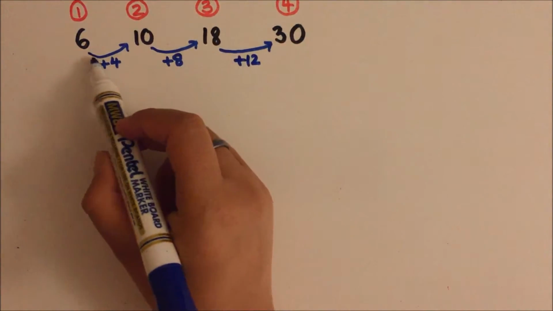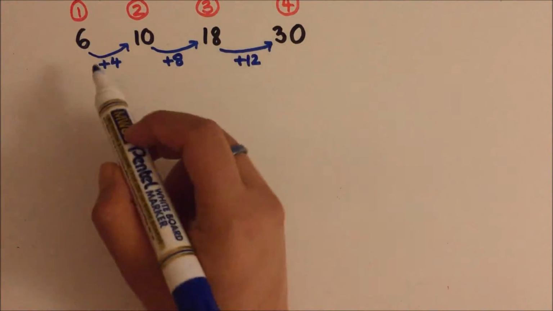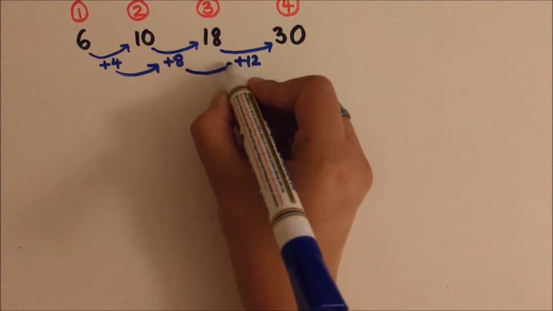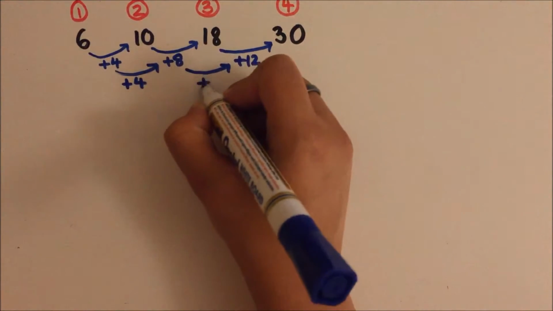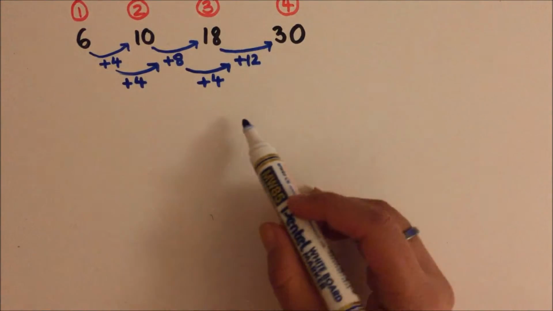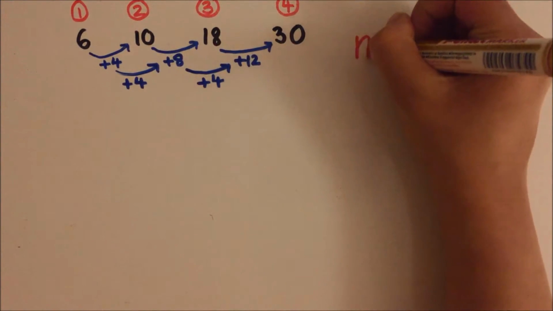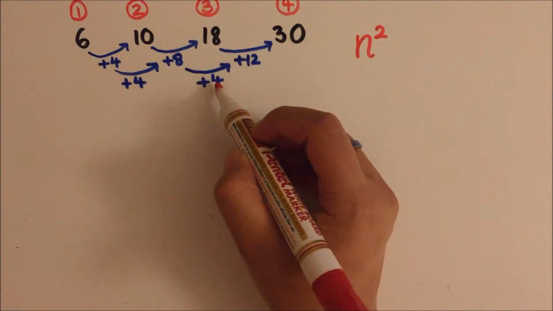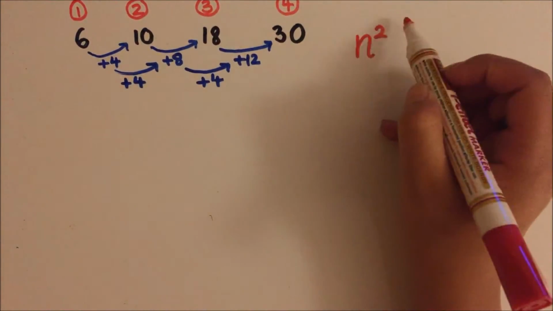Well, we can clearly see that the difference is not constant. So let's find the difference again. Let's find the difference of the differences, and we can clearly see that every single time we add 4. Okay, so we know that our formula is going to have an n squared, because we found the difference twice to get to a constant difference. So, n squared.